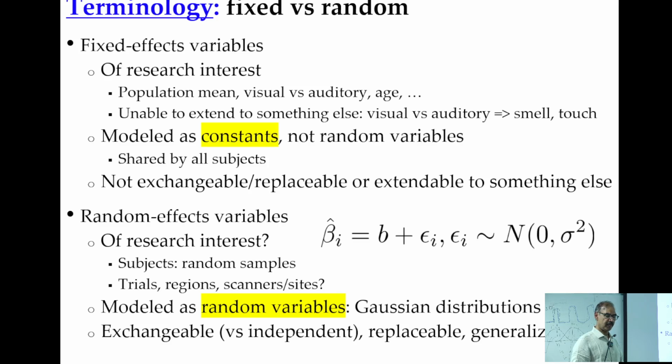So in this case, for random effect, the subjects are treated as random samples, right? And therefore, these trials, regions, or scanner will be labeled as random variables. And we typically, well, almost always assume it's a Gaussian distribution, and then the analysis is performed, right?